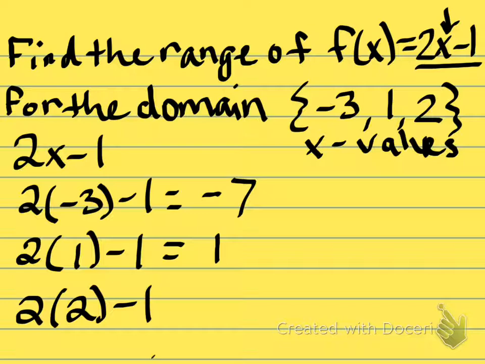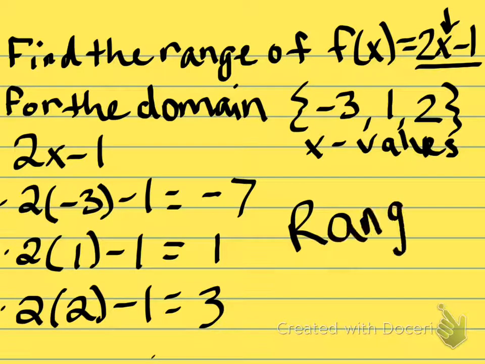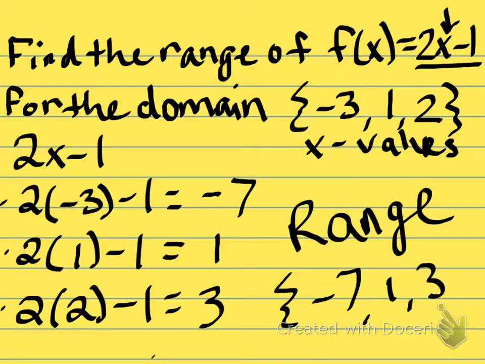Notice how the only thing that changes in each of these equations is the x value. Everything else is the same the entire time. 2 times 2 is 4, minus 1 is 3. So your range, which is what they asked for, is -7, 1, and 3. We always put our domain and range back into our squiggly brackets.